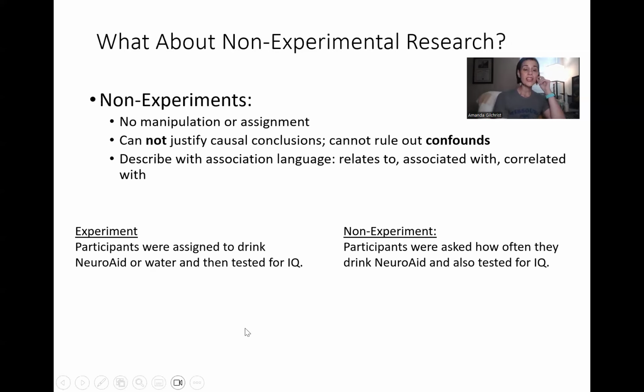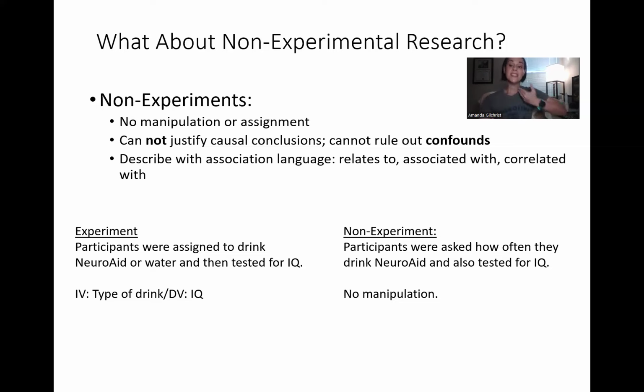So if I were doing an experiment, I would have two different conditions. I would have a NeuroAid condition and I would have a water condition. And I would randomly assign people to those conditions. And then after drinking it for a certain period of time, I would then test their IQ. Now, in the case of the experiment, the type of drink is my independent variable. It's what I am manipulating. And then my dependent variable would function as IQ.